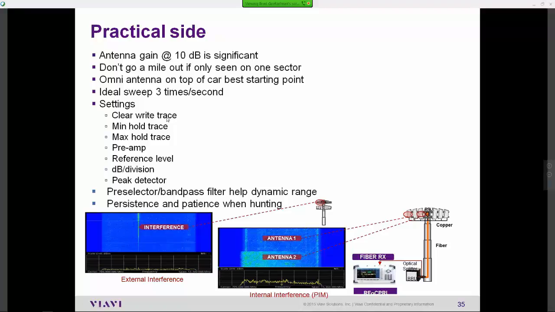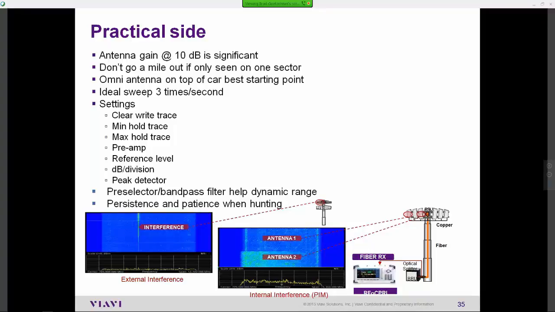Having 3 traces: a clear write trace, a min-hold trace, and a max-hold trace. Turning on your preamp, especially for those weak signals. Setting your reference level and your dB per division to get that magnification. And last but not least, turning on a peak detector can often help you find those intermittent interferers that may otherwise get hidden through averaging and RMS settings. Next is a pre-selected bandpass filter to help with dynamic range.